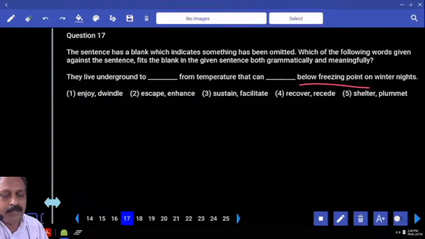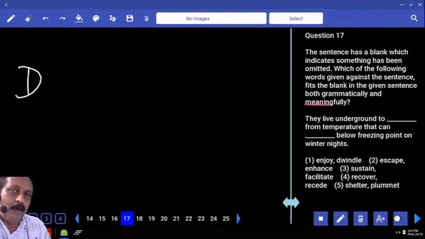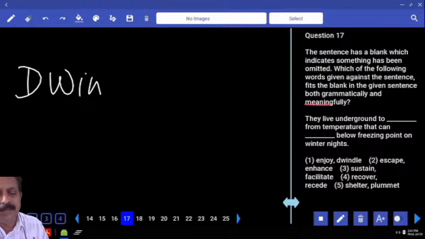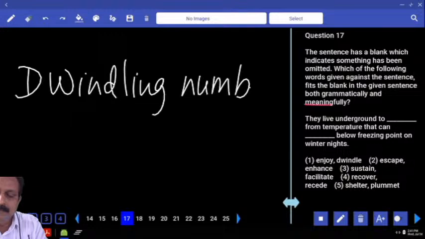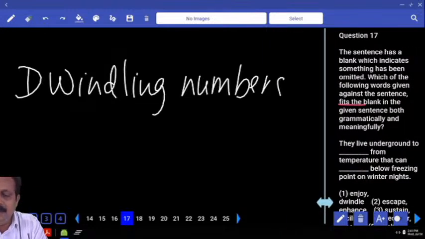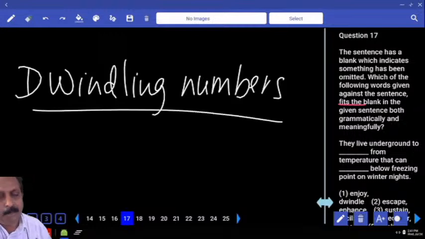First one is, they live underground to enjoy. Can you use the word enjoy here? Does it go with the context? No. Dwindle, an important word. Write one combination along with that, so you get the meaning: dwindling numbers. Dwindle means to get reduced, to go down in number or standards. So when I say dwindling numbers, are numbers going up or coming down? Coming down. You got the meaning, you got the combination.